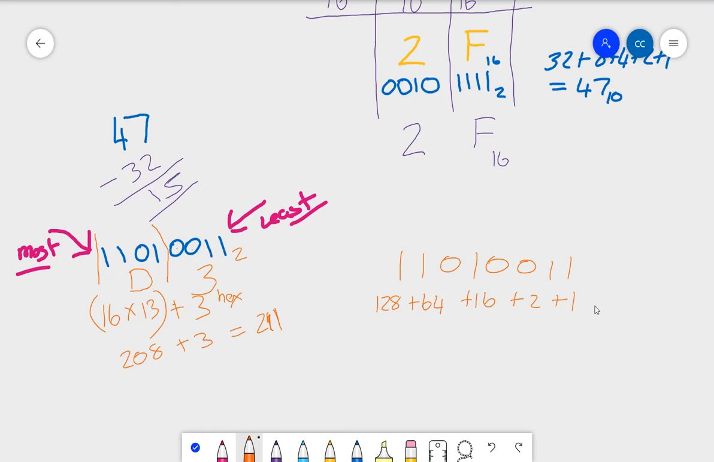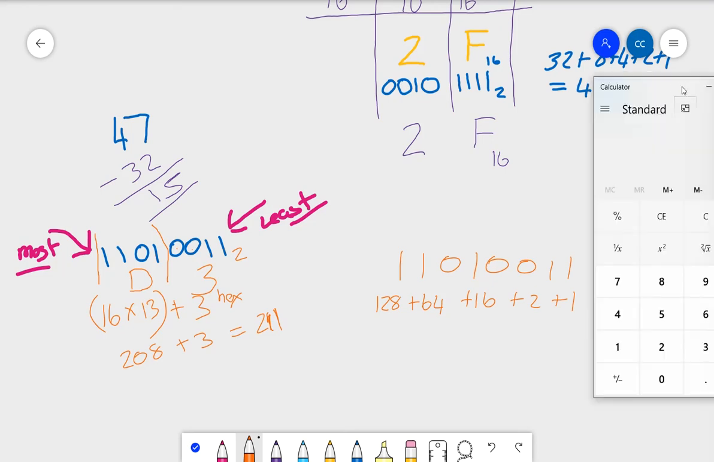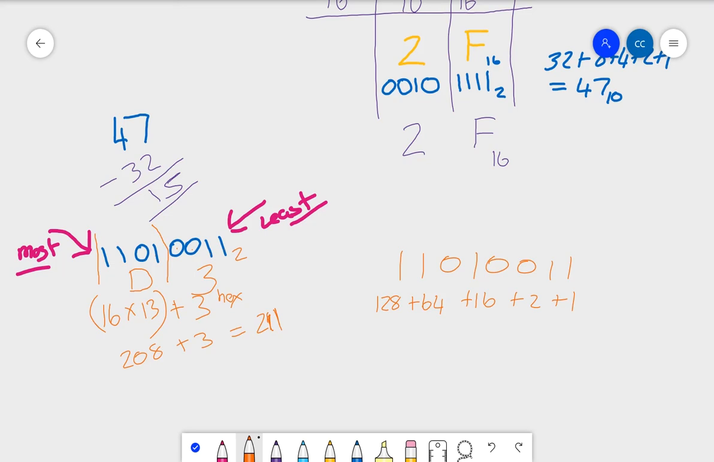So let's get a calculator for this. Clear that. So 128 plus 64 plus 16 plus 2 plus 1, and that is 211. So you know they're correct. You know you have done it correctly because you've checked it by converting the binary to decimal, and you've checked it by converting the hexadecimal to decimal. Good.